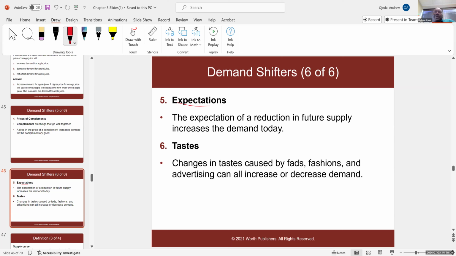But when buyers are expecting the supply to increase in the future, that means they're expecting a lower price in the future. They're going to postpone their purchase. They're going to decrease the demand for the goods today. So an expected decrease in supply leads to an increase in what? In demand today. An expected increase in supply leads to a decrease in what? In demand. So we can go either way.